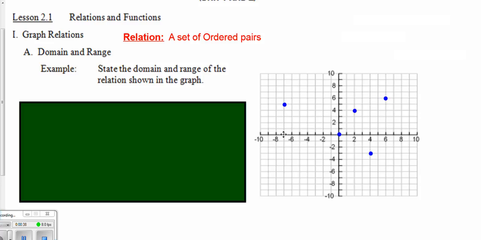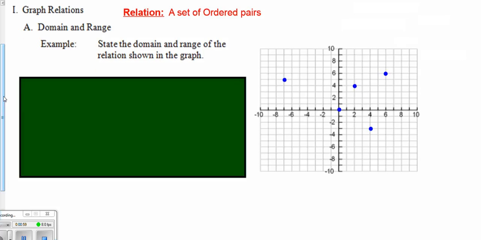I want you to put a dot on this spot here, which is -7, 5, one here at 0, 0, one at 2, 4, and one at 4, -3, and how about at 6, 6. Okay, just a few random points here. Just make sure they get put out in those spots.